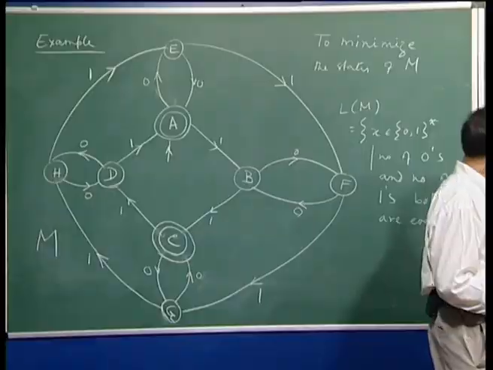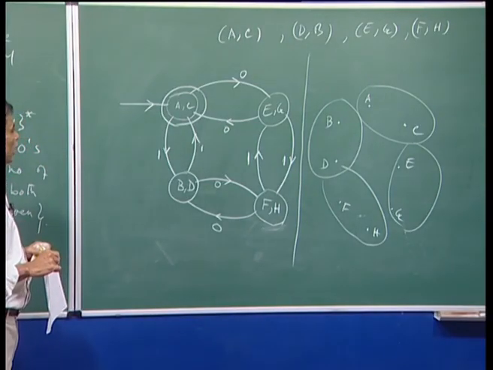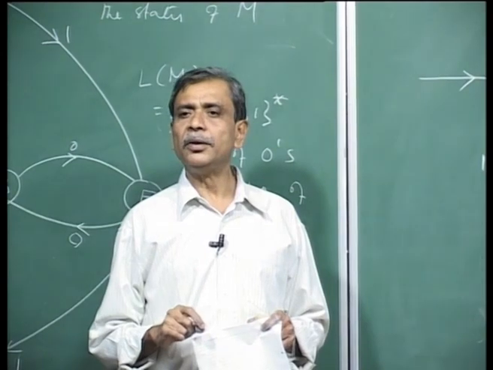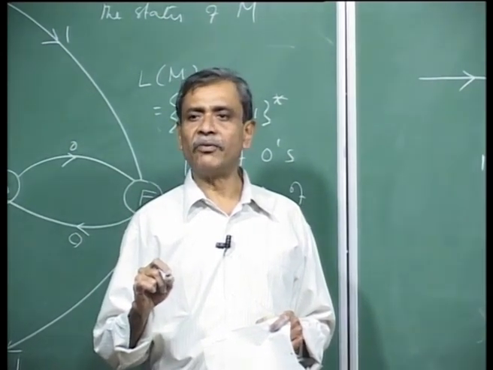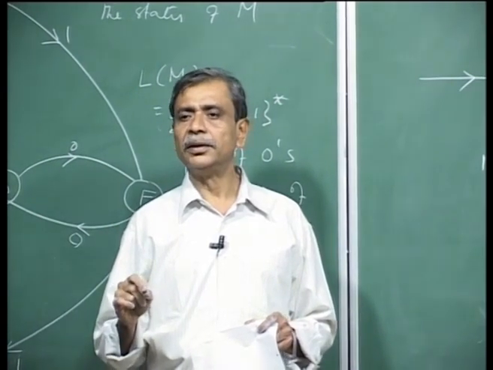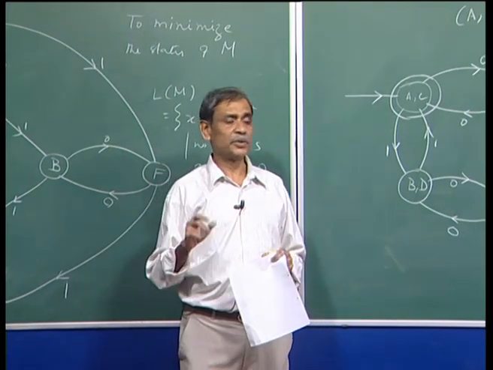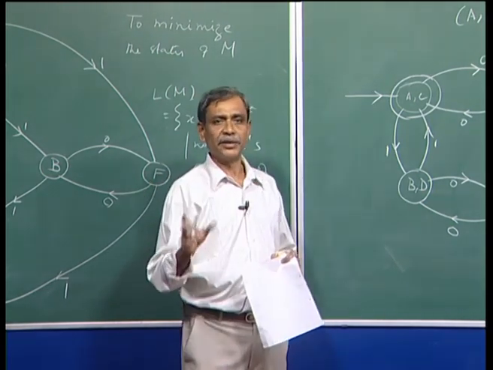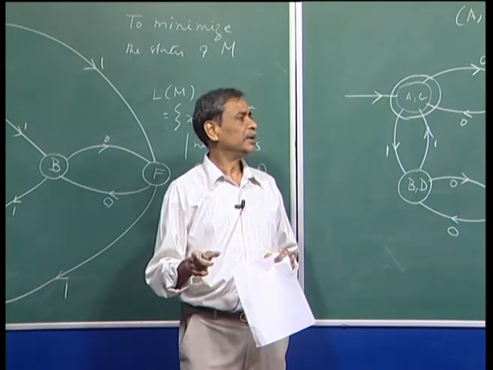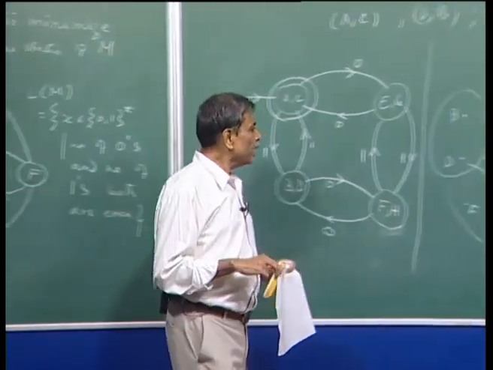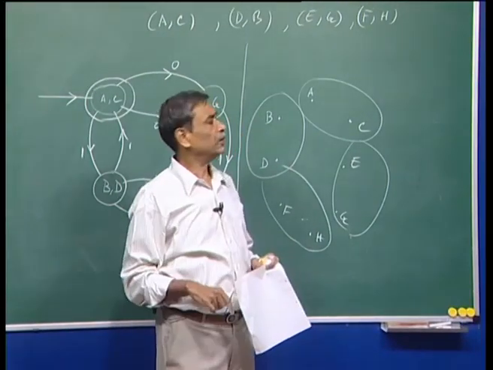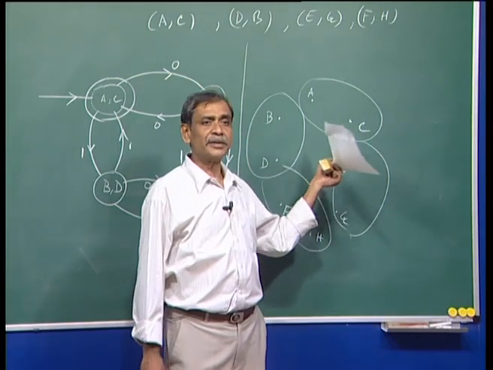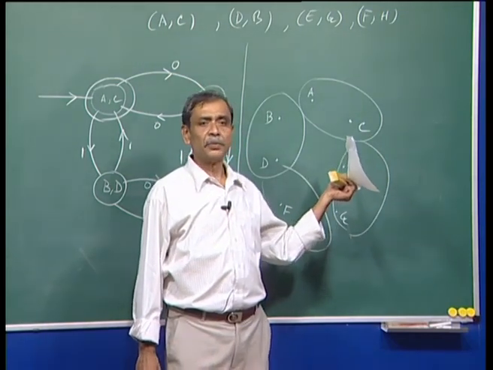So, to complete, let me just summarize the algorithm for minimization. First of all, you start with the process of finding out all pairs of states in the given automaton whose states you would like to minimize. So, you use our algorithm to find out all pairs of states which are distinguishable. Once you find that, then you make a partition of the set of states of the original machine, and each equivalence class in the partition will consist of all the states which are not distinguishable.